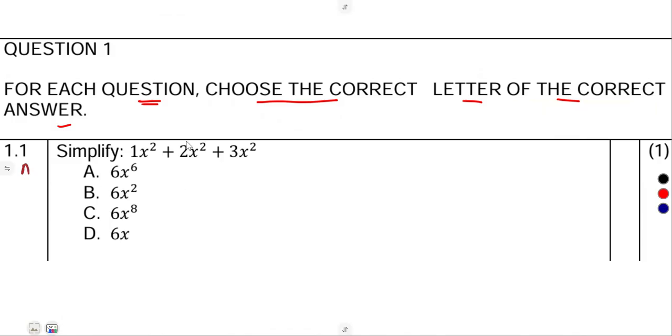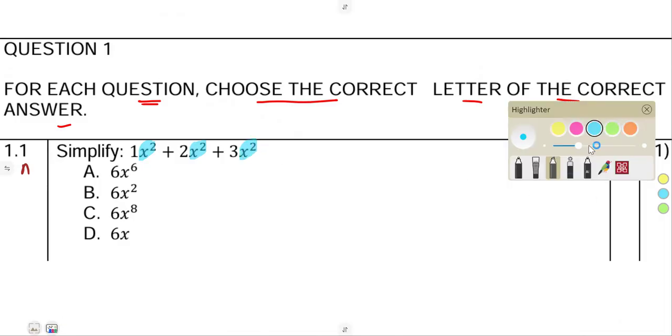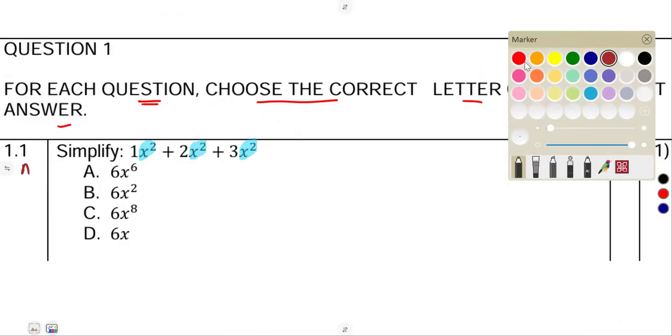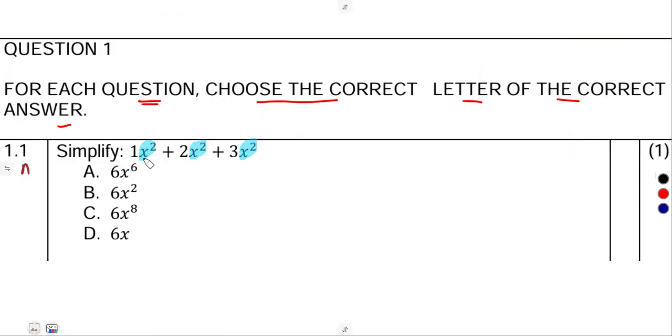So 1.1, simplify this expression: x squared plus 2x squared plus 3x squared. Remember, these are like terms. We've got x raised to the same exponent, the same power of 2. So when we are adding, we simply combine the coefficients of our variables, which is 1 plus 2, which is 3, plus 3. That is going to be 6. So you add.